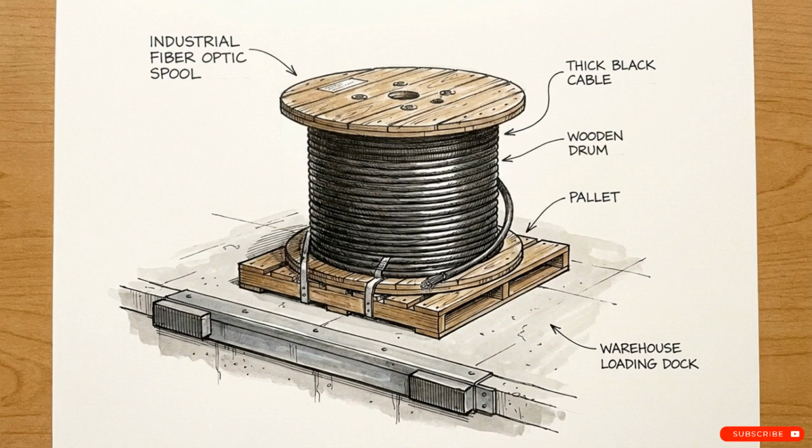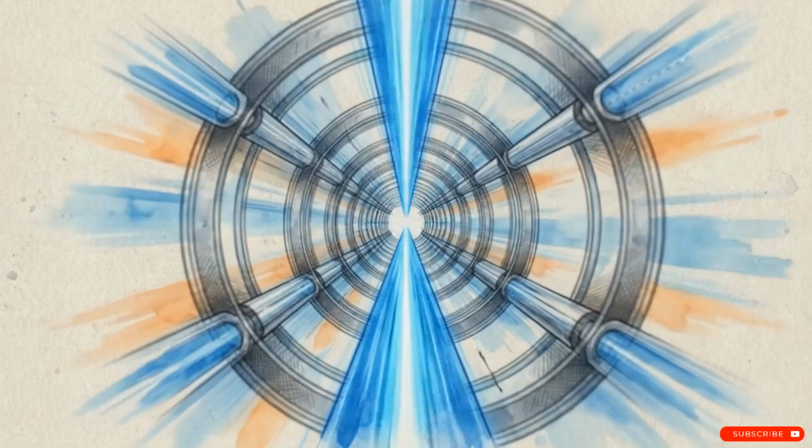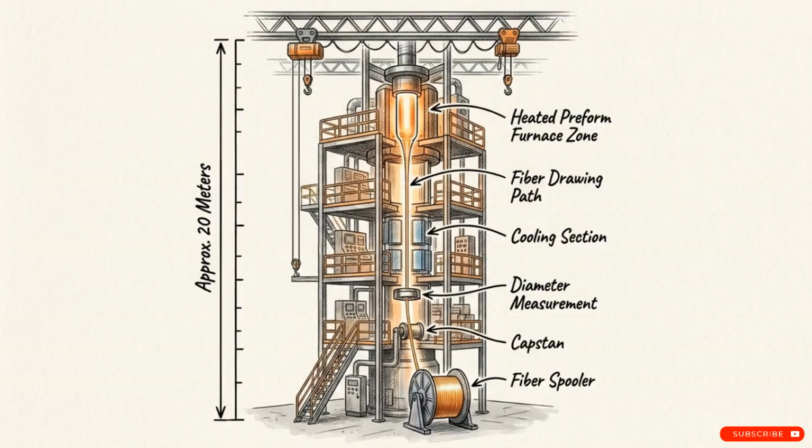For transoceanic distances, networks use single-mode fiber. The core is manufactured so incredibly narrow, just 8 or 9 micrometers across, that the light physically has no room to bounce. It's forced into one single, straight propagation path. By restricting the light to a single mode, the signal avoids dispersion entirely, allowing the message to cross the ocean completely intact. Creating a glass core that narrow requires massive industrial equipment known as a fiber drawing tower.